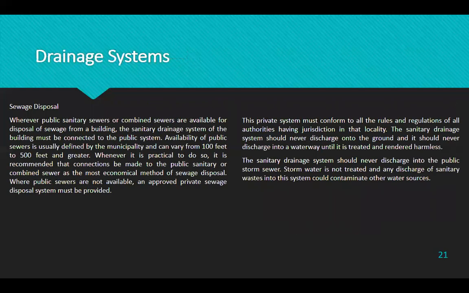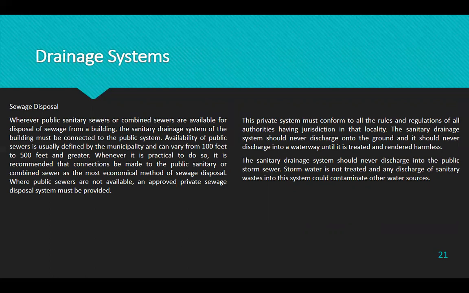Next, drainage system. So, sewage disposal sa labas. Wherever a public sanitary sewer or combined sewer is available for disposal of sewage from a building, the sanitary drainage system of the building must be connected to a public system. So, meaning, meron siyang centralized ng septic tank. Parang malaking septic tank ka. Hindi ka na maglalagay sa iyo. Meron ng mga lugar na ganyan.